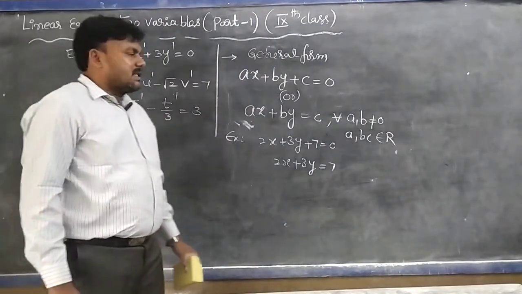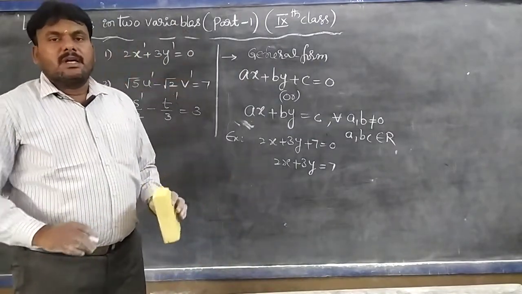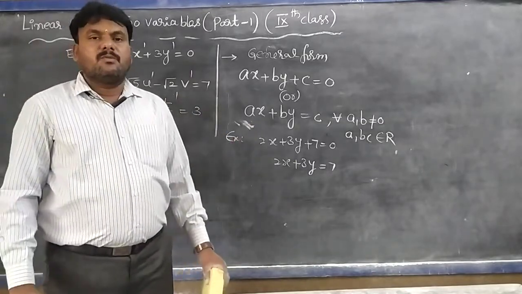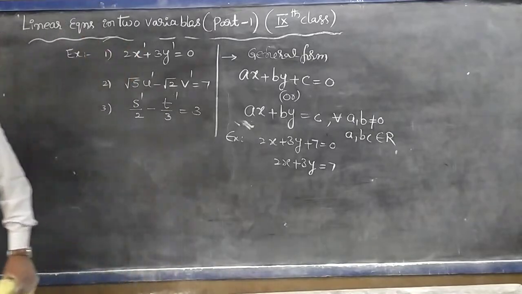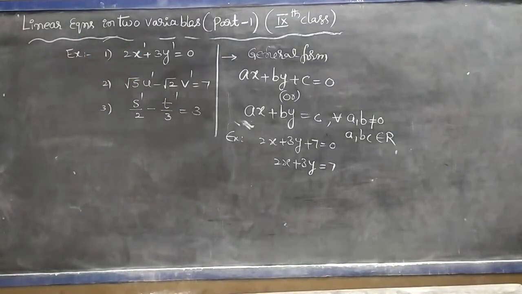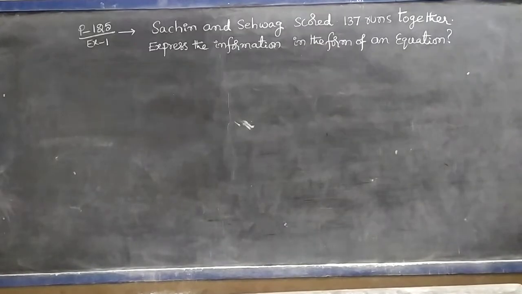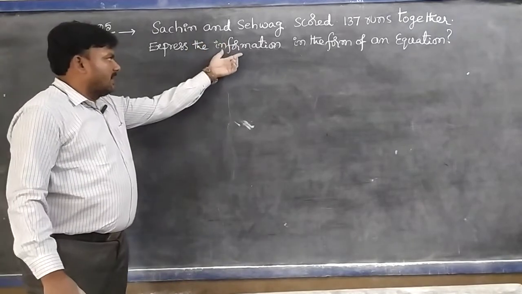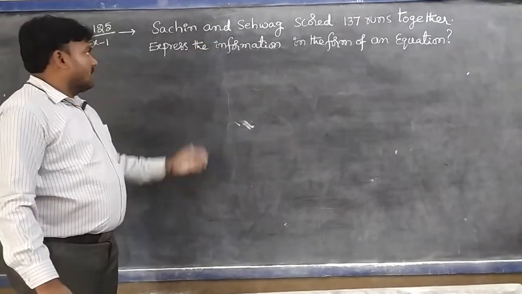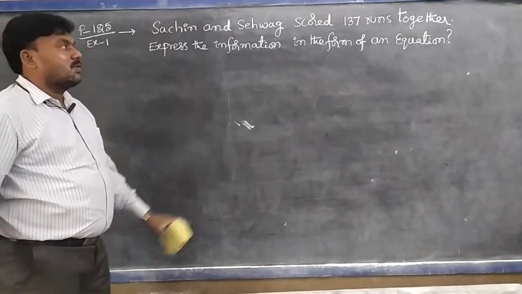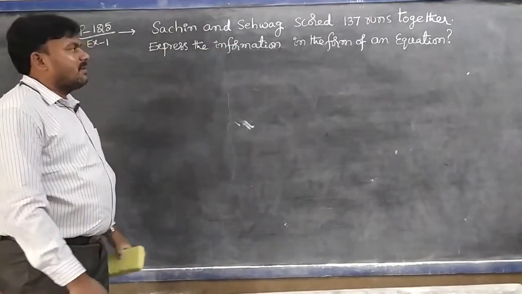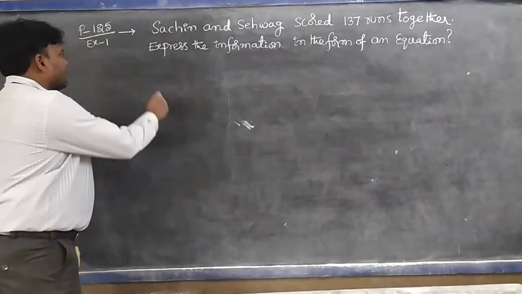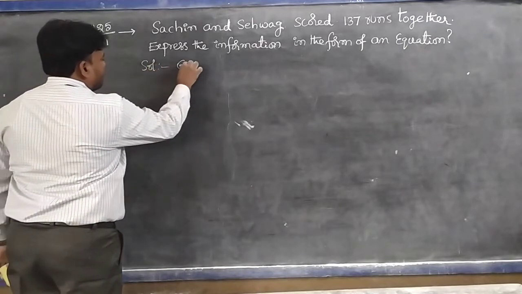Okay, students, if it is given in words, how can we frame the general form of a linear equation in two variables? Let us discuss now. Observe, analyze the problem carefully. This problem is in words. Sachin and Sehwag scored 137 runs together. Express the information in the form of an equation, a linear equation in two variables. So, first of all, observe the solution carefully.